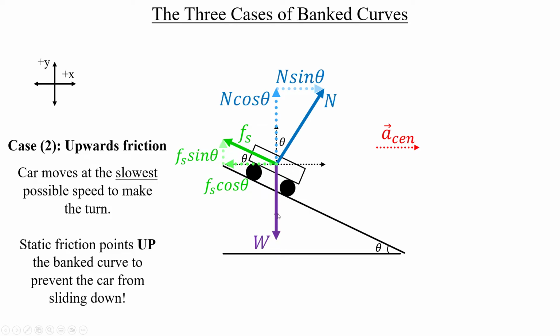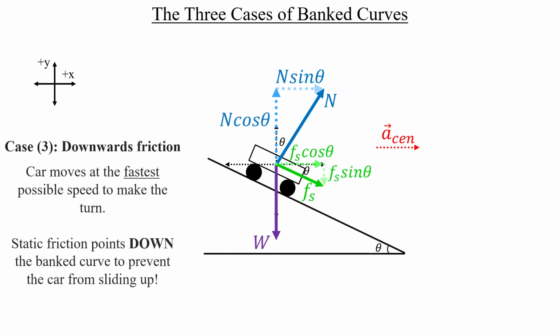Okay, the weight still points down, the normal force is still perpendicular to the curve, and the components of the normal force are still there. And the static friction here, the breakdown of that is also pretty straightforward, so nothing too complicated occurring in this case. Let's check out the remaining one.